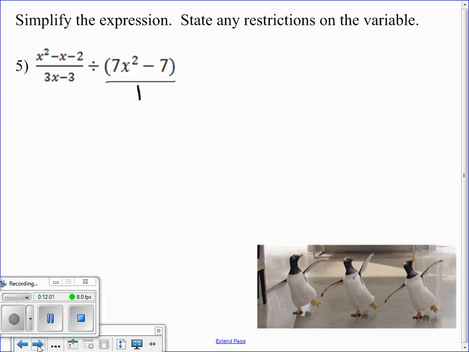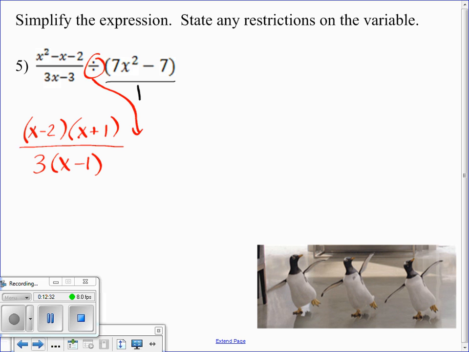We're going to flip it. Change it, flip it, all that good stuff. Keep, change, flip. Can I factor at the same time or no? You guys are comfortable? So on the top, how does that top one factor? Good, x plus 2, or x minus 2, and x plus 1. What about the bottom? Good, take the 3 out. So x minus 1.